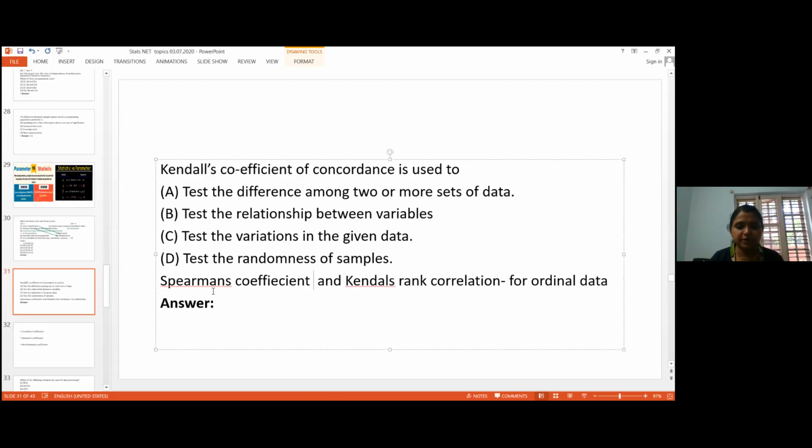Coefficient, the spelling is wrong. Coefficient. Yeah, now it's fine. Why am I not getting any answers?